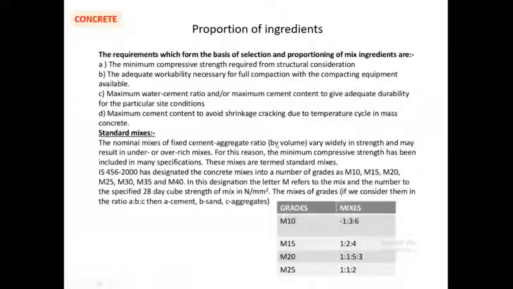Okay, so let us see what the standard proportions of these ingredients are. Before that, we need to understand there are multiple grades of concrete. Okay, it starts from M1, M10, M15, M20, and it goes till M100.